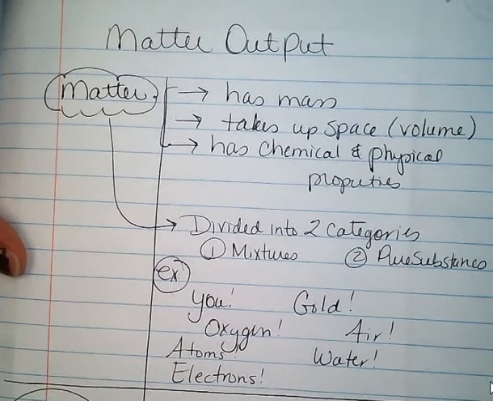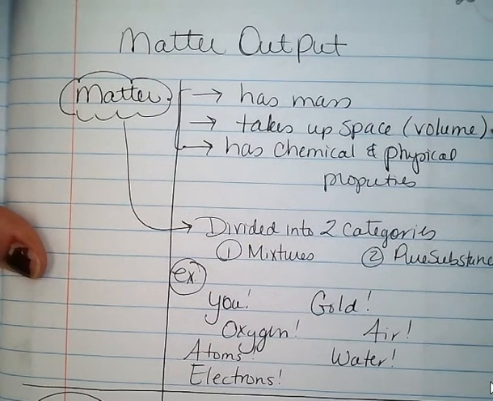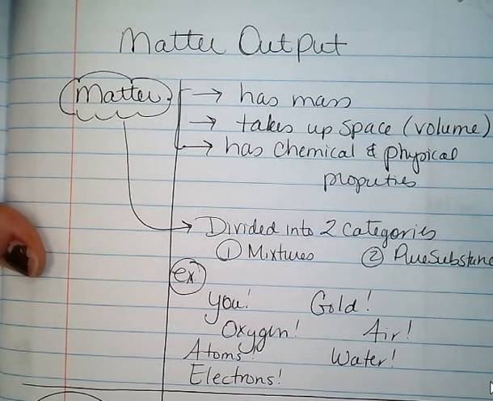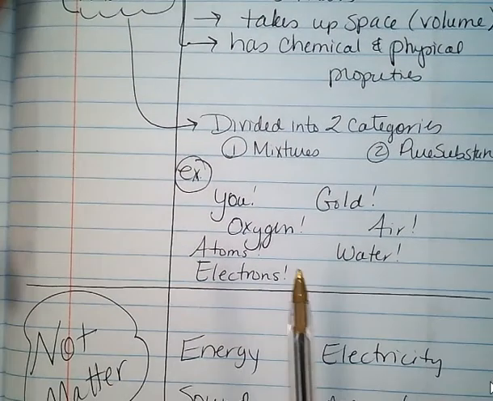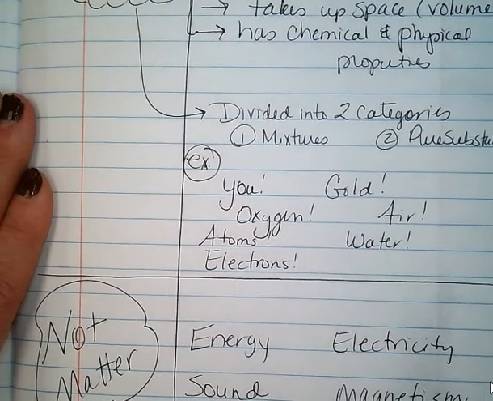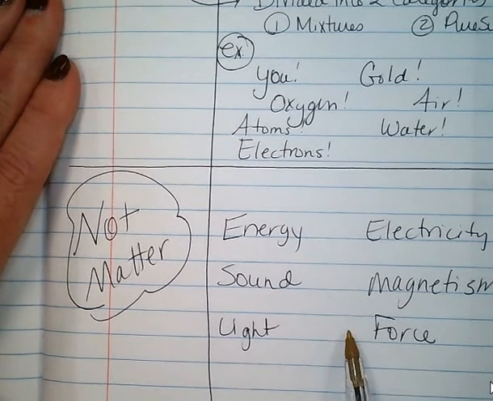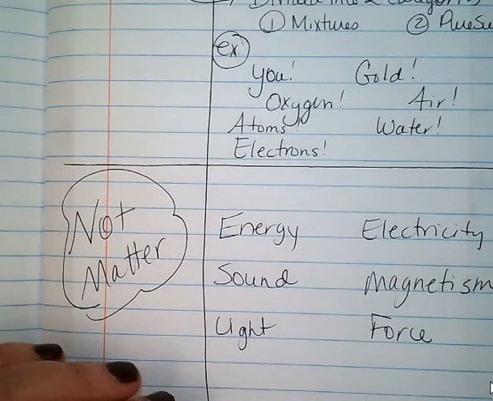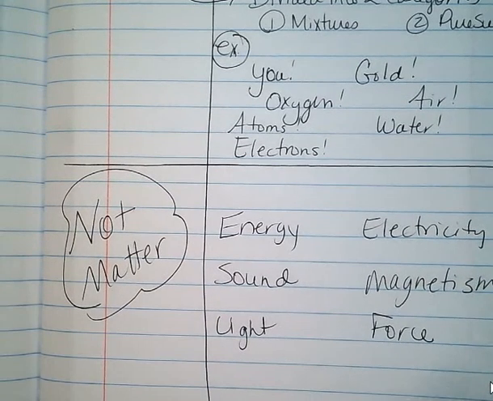So this is page 23. We talked about how matter has mass, it takes up space, that means it has volume, and it has chemical and physical properties. It's divided into two categories, mixtures and pure substances, and then we did some examples. These are some examples of things we would consider matter that have mass and volume. And then we did it here at the bottom, not matter. So these are things that are not matter. Energy is not matter: sound, light, electricity, magnetism, force. There's more, inertia, things like that.